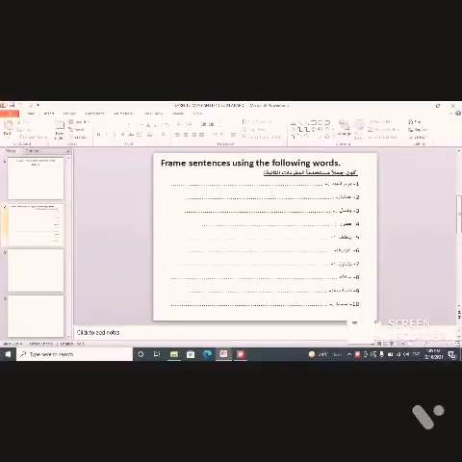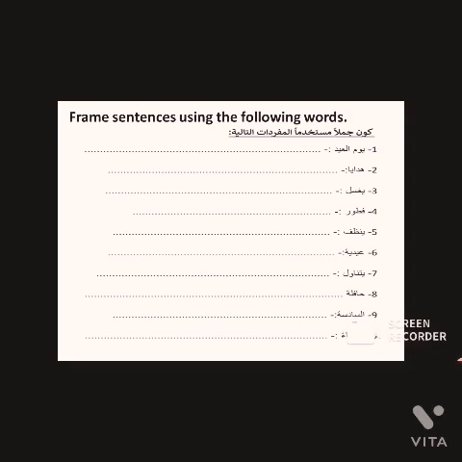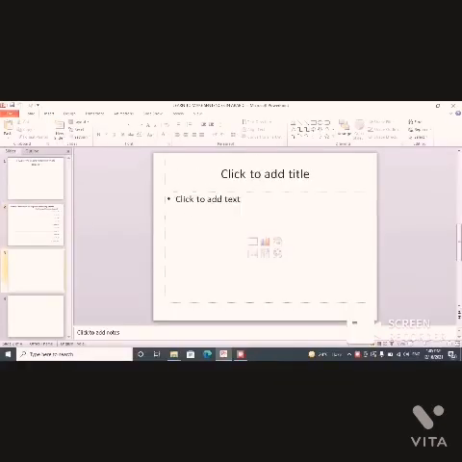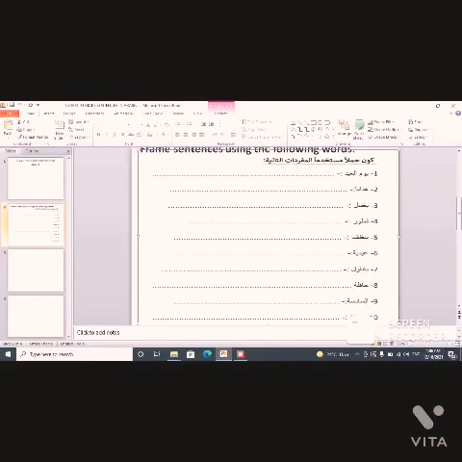You can see, here I have tried to download. Here I will show you how to frame sentences using the following words. These are a few words I have taken from that. I'll show you one by one, solve it. For example, the first word they have given in this worksheet is Yawm al-Eid. What is the meaning of Yawm al-Eid? Yawm al-Eid means festival, day of festival. So how to make that word into a sentence, I'll show you.